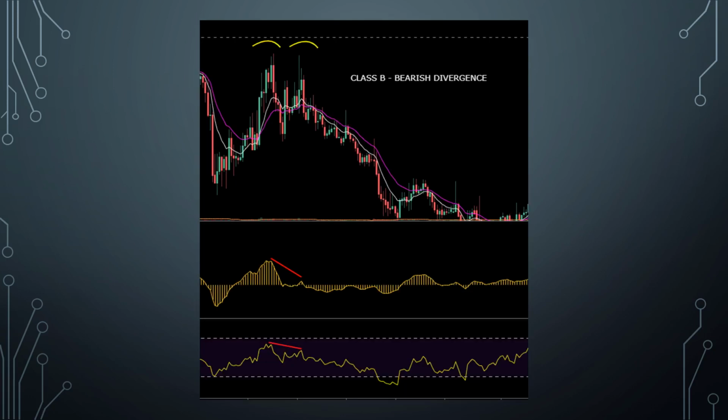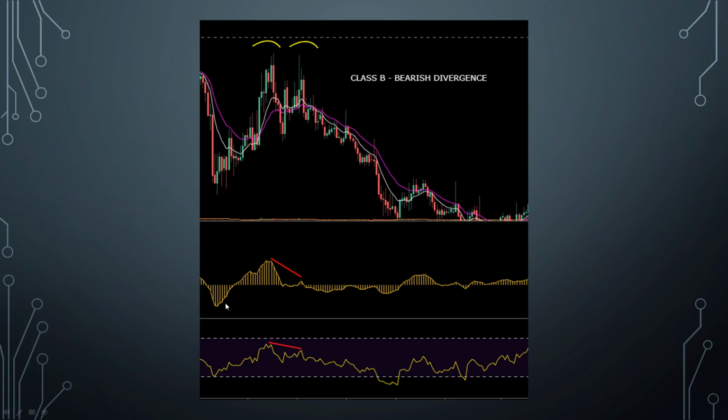Now the second case I want to show here is Class B bearish divergence. This is where you essentially double top on price. So prices seem to be even. This is probably the best example I could find for this video, sorry. But again, you see the same thing with the oscillators.